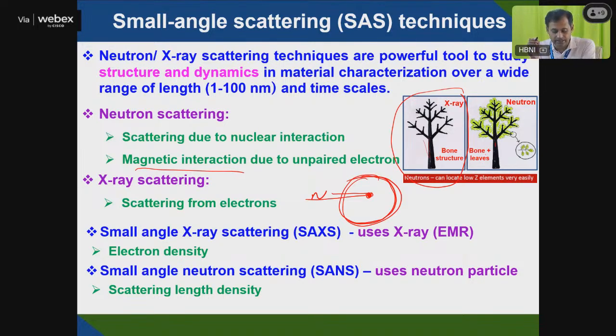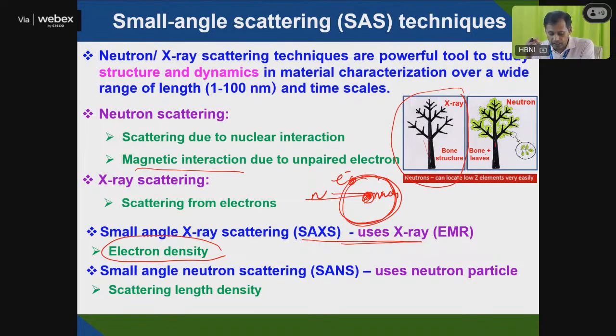In the case of X-ray scattering, the scattering is mainly from the outer electrons, so nothing is correlated to the nucleus. Scattering from the electrons is nothing but X-ray scattering. So small angle scattering mainly uses X-rays. Small angle X-ray scattering uses X-rays, which are electromagnetic radiation, and it is based on electron density. Like here in the bone structure, you see calcium, as I told, a high-Z material or a low-Z material, so depending upon that electron density, your scattering will vary.